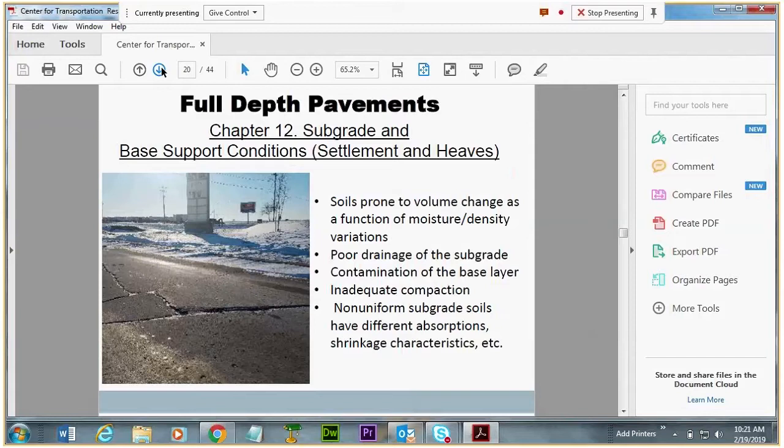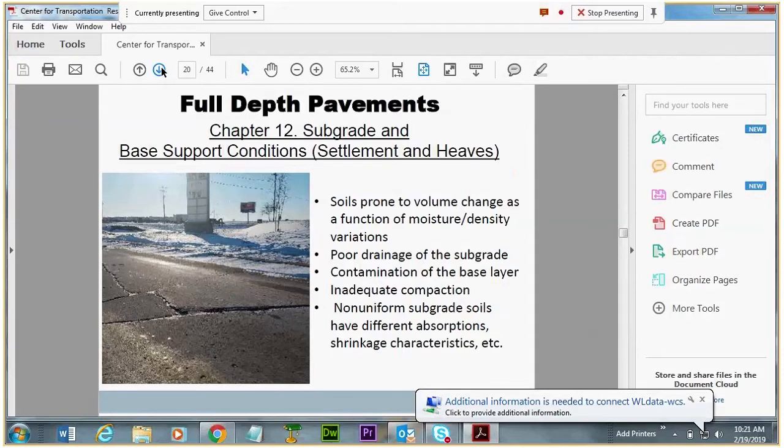Chapter 12 was the subgrade support, subgrade and base support conditions. We started calling that settlement and heaves, but it confused people, so we changed it to subgrade and base support. Primarily what we're trying to talk about is some of the settlement issues. We don't have too many heaves, but we do have some. But settlement: soil is prone to volume changes as a function of moisture and density, poor drainage of the subgrade, contamination of the base layer, and then inadequate compaction and non-uniform soils. Next slide.